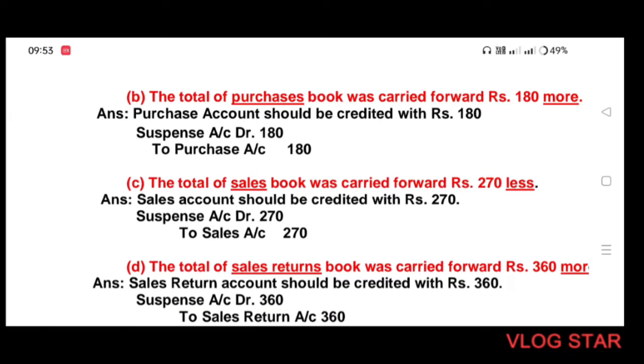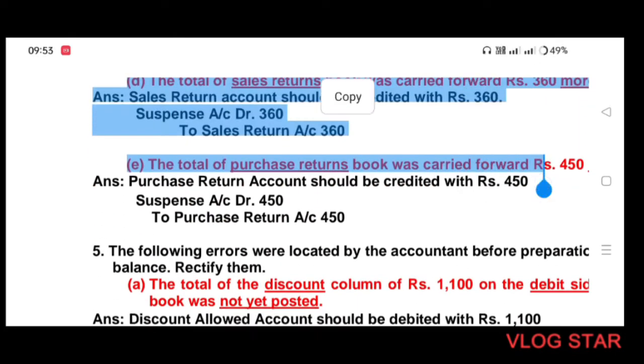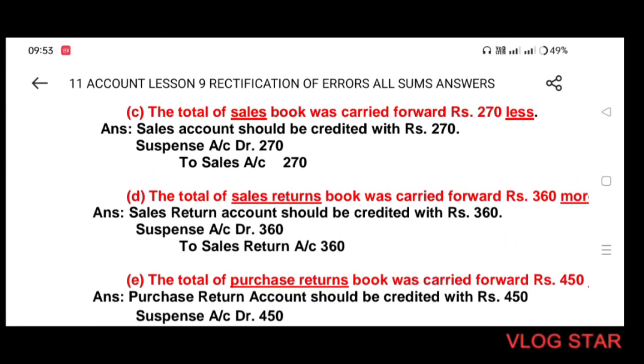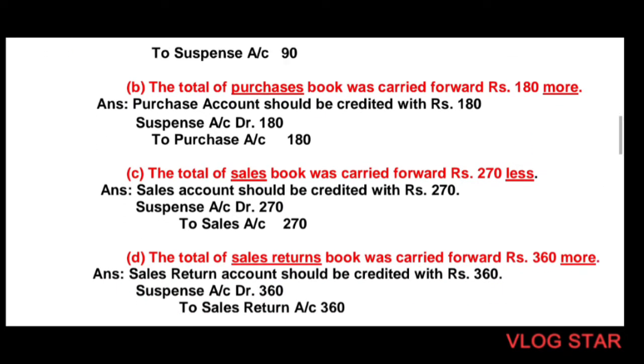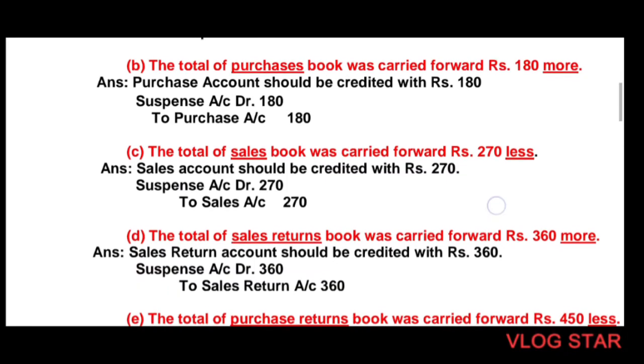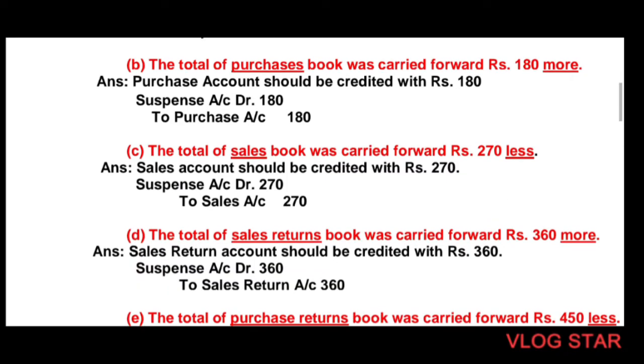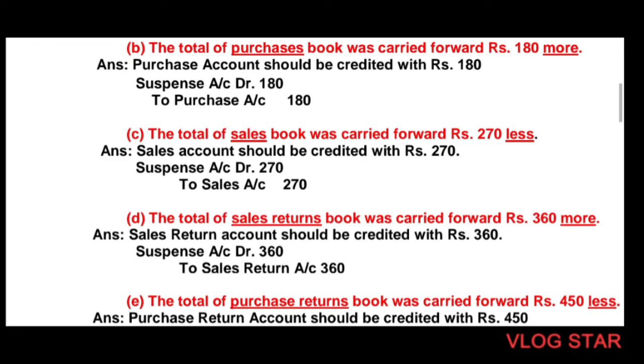Next question. The total of purchase book was carried forward as rupees 180 more. When it is more means excess, extra, overcast. So you have to write opposite. Normally purchase is debit balance, but overcast means opposite. More means opposite. So opposite of debit is credit. So answer is purchase account should be credited with rupees 180. Suspense account debit to purchases account.